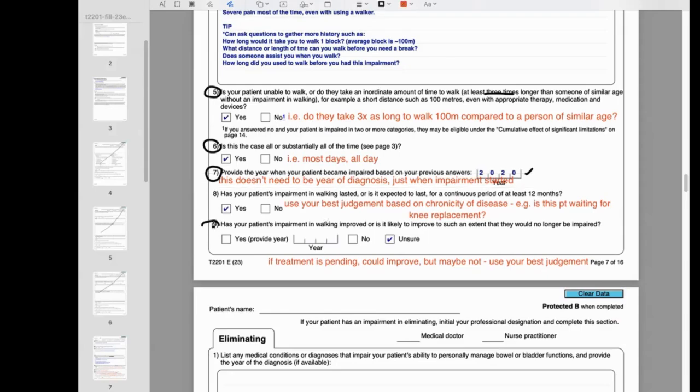And lastly, has your patient's impairment in walking improved, or is it likely to improve to an extent that they won't be impaired? Again, you can often say unsure if we aren't sure, right? There's certain conditions we know are progressive and they will get worse over time. Something like knee osteoarthritis, if this person is eligible and they're going to get a knee replacement, then they may no longer be impaired. So when there's that gray area, you can always tick unsure and use your best judgment, right? There's not a scientific way to complete this form. It's really using the objective evidence that we have to the best of our ability.